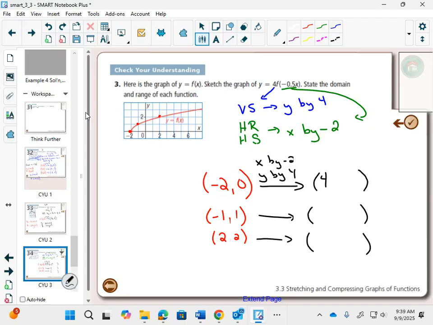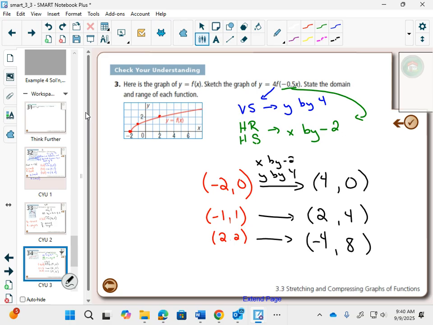This is going to be 4. This is going to be positive 2. This is going to be negative 4. Then I'm going to multiply my y values by 4. This will still be 0. This one will be 4. And this one will be 8.